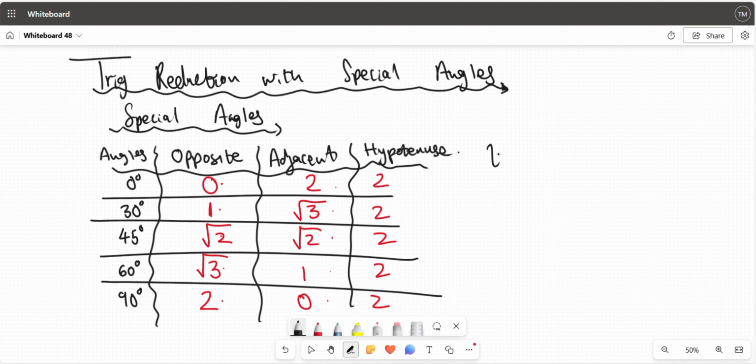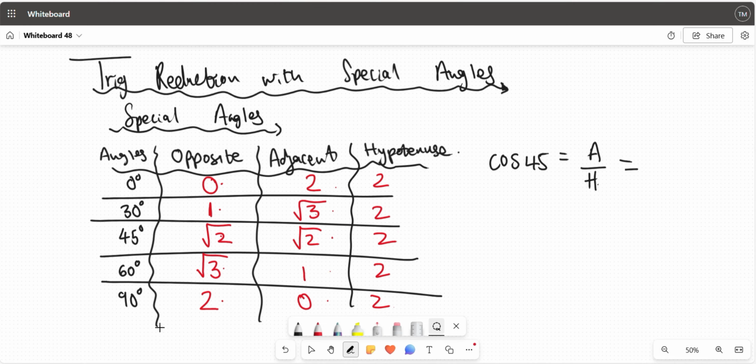What if we're given cos 45? How do we evaluate this? Cos 45, remember cos is adjacent over hypotenuse. So adjacent would be this root 2 divided by this 2. So it becomes root 2 over 2. And that's your final answer. So this is how you use the table. And again, I repeat, you have to know how to make the table.